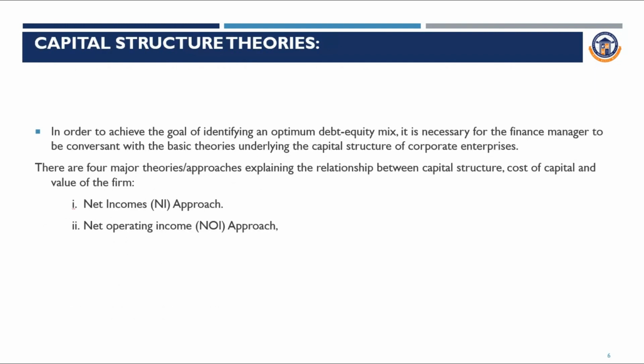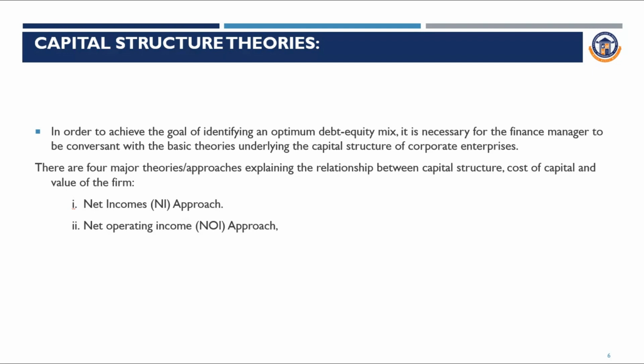Next one is capital structure theory. In order to achieve the goal of identifying the optimum debt mix, it is necessary for the financing manager to become conversant with the basic theory underlying the capital structure of a corporate enterprise. There are two major types of capital structure theory. First one is the net income approach, second one is the net operating income approach. These are the two major types of capital structure.